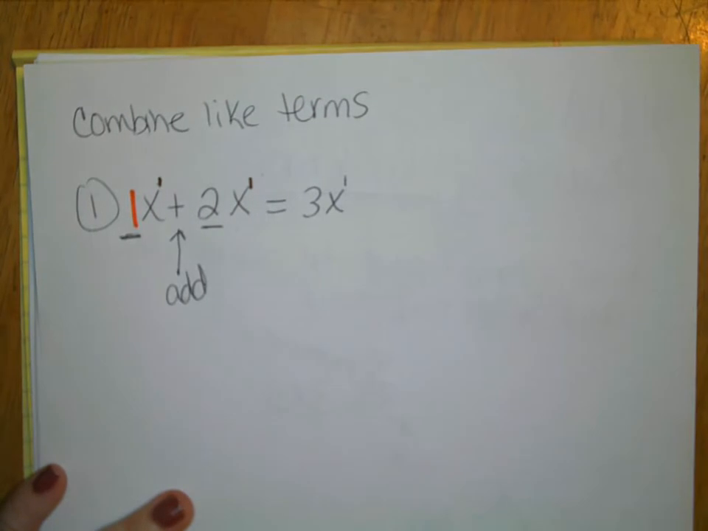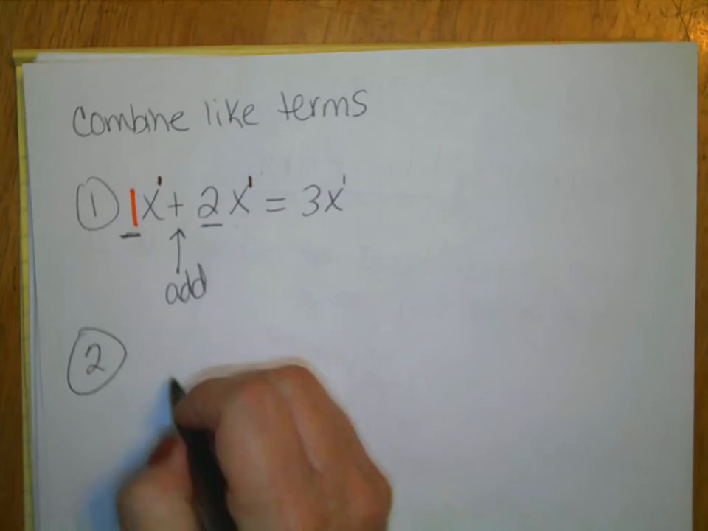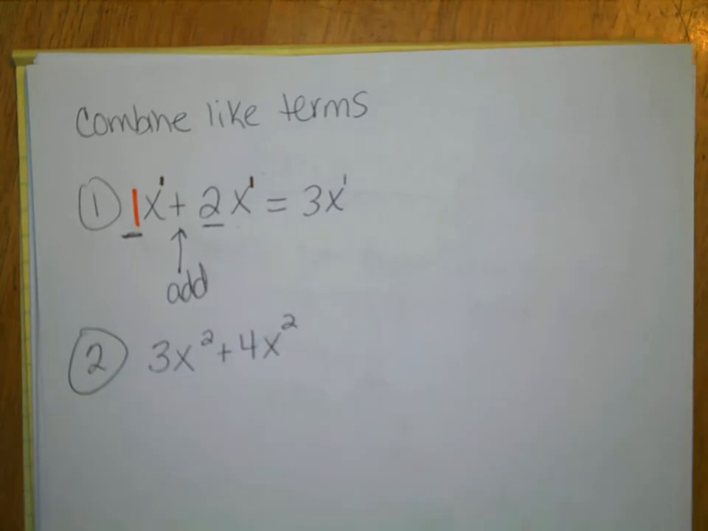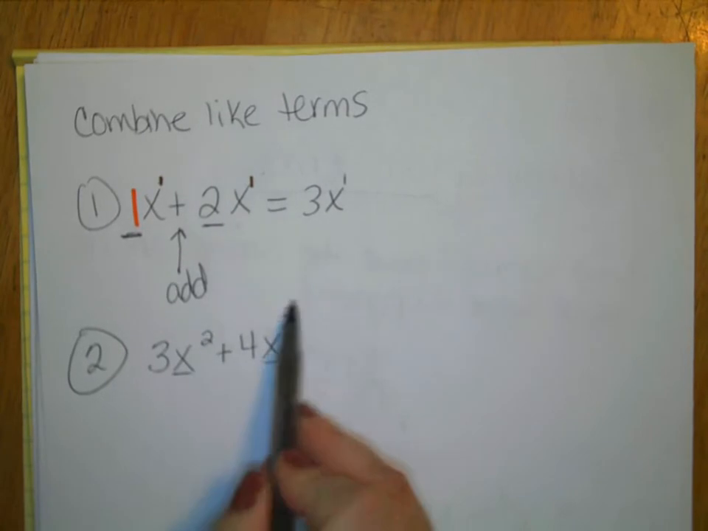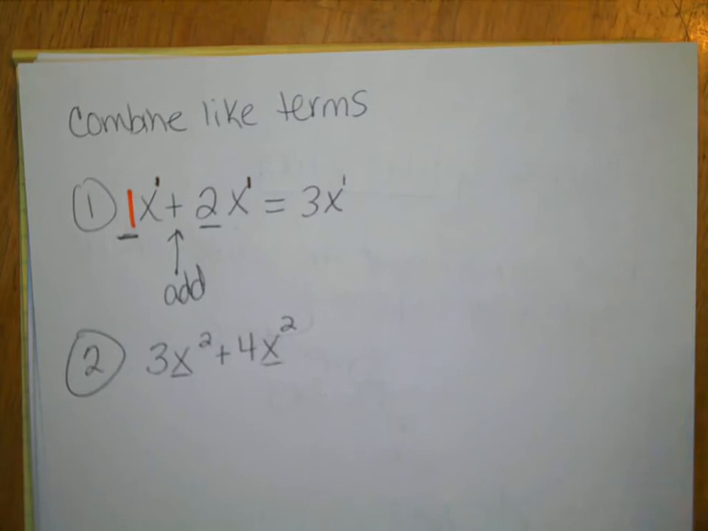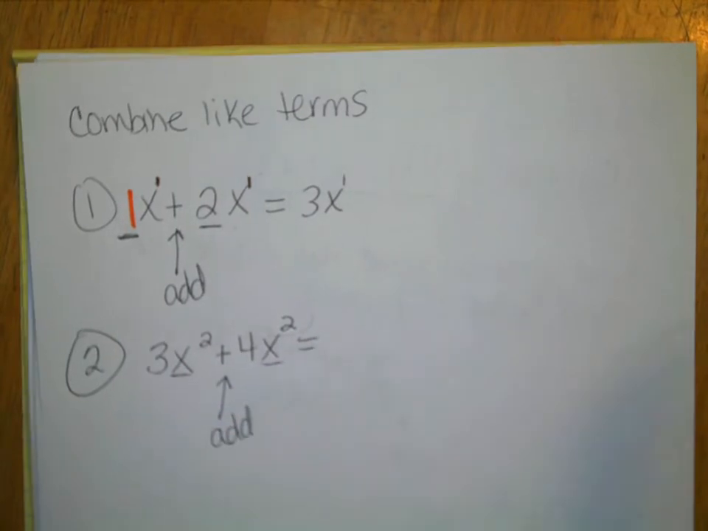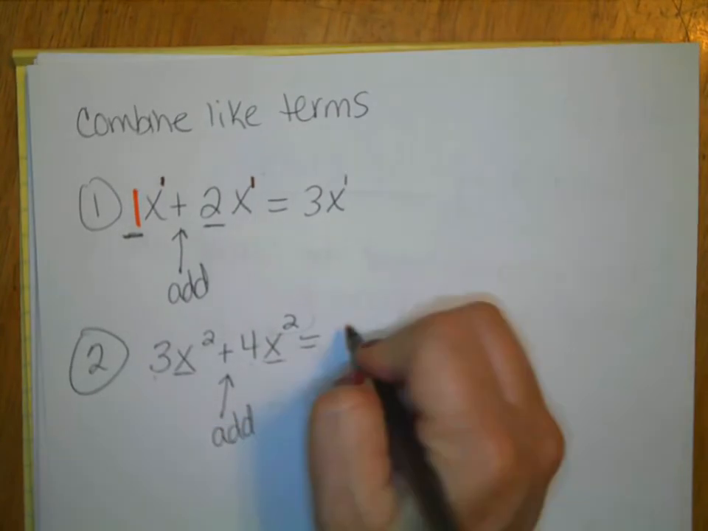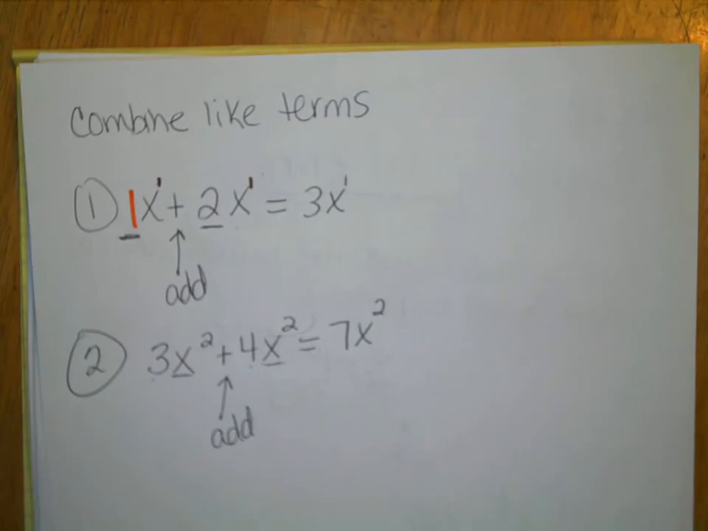What about this example? Okay, we have the same variable, we have the same exponent, so we get to combine them. This is telling me to add. So I'm going to take 3 plus 4. I'm going to keep the variable and keep the exponent. When you add and subtract, you keep the variable, keep the exponent. You're just adding the numbers in front. Those numbers in front are called coefficients. You're going to hear me saying that quite a bit.